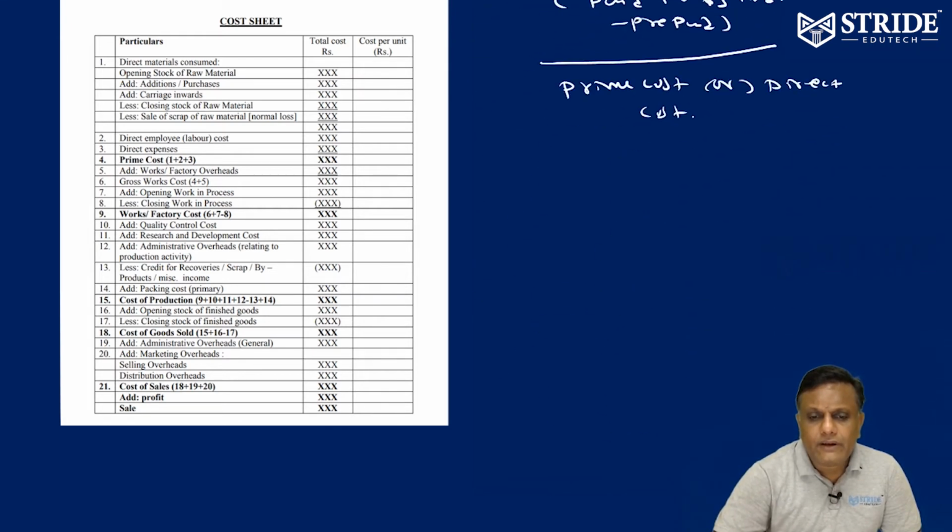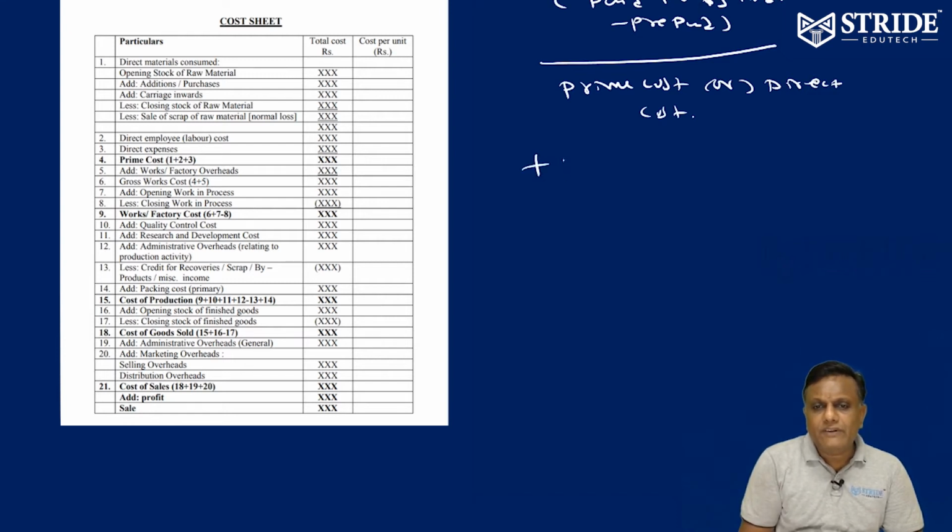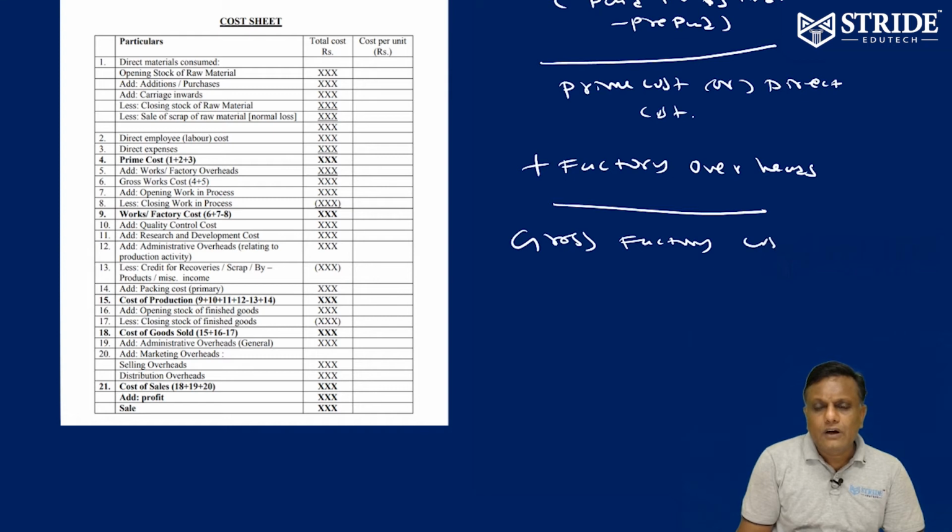After prime cost, direct cost, you have to add factory related expenses. That is called factory overheads. Overheads are nothing but the aggregate of indirect material, indirect labor and indirect expenses. Whatever the expenses in the factory, it is called factory overheads, or one more name, work overhead. So add factory overheads. Examples: depreciation on machinery, factory wages, factory power, factory lighting, factory supervisor salary. Whatever the expenses in the factory come under factory overheads. After prime cost, if we add factory overheads, you will be getting gross factory cost or gross work cost.